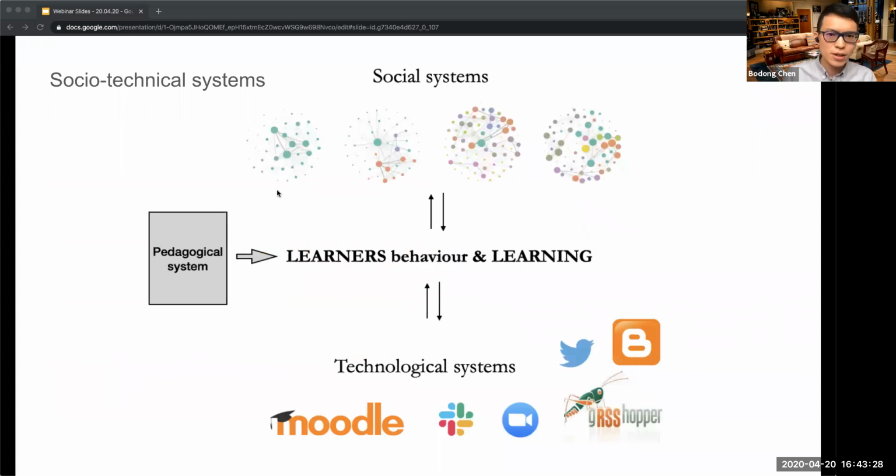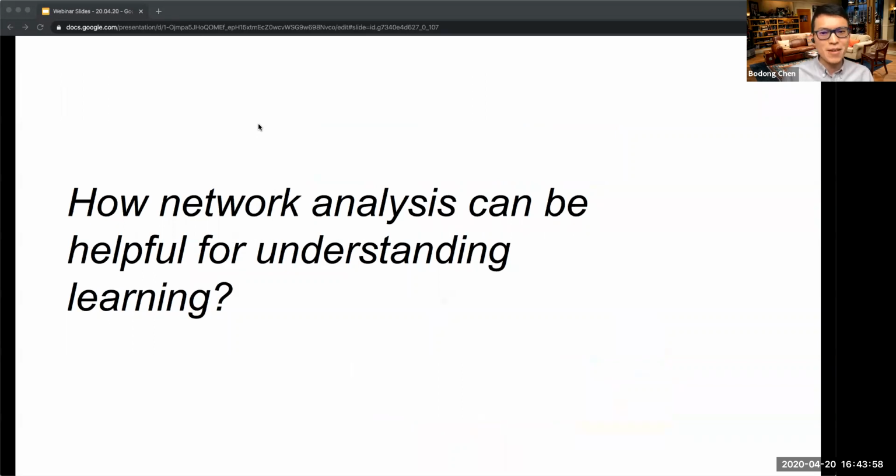As learners do things in their course, they're reacting to the pedagogical system put in place by the teacher and instructional designers. And as learners do things in the socially shared space, they also self-organize into social systems. So both pedagogically driven individual and social activities are constrained and enabled by technological affordances. Those socio-technical systems frame how one can see micro-level processes of teaching and learning in those networks. So the question after this quick introduction is how network analysis can be helpful. If network is so important for education, how can analysis be helpful for our understanding of learning and teaching?